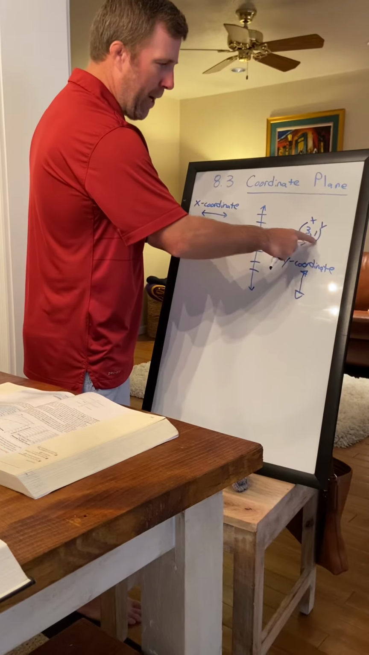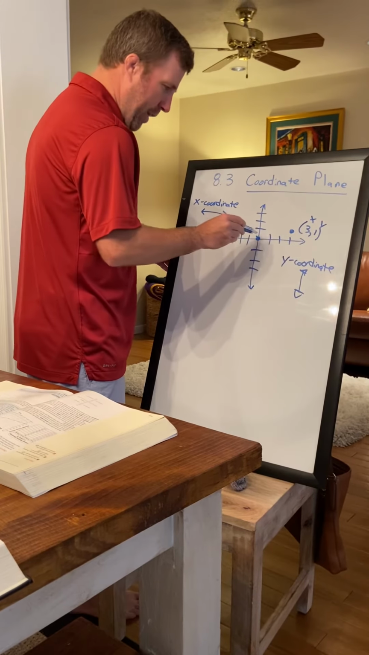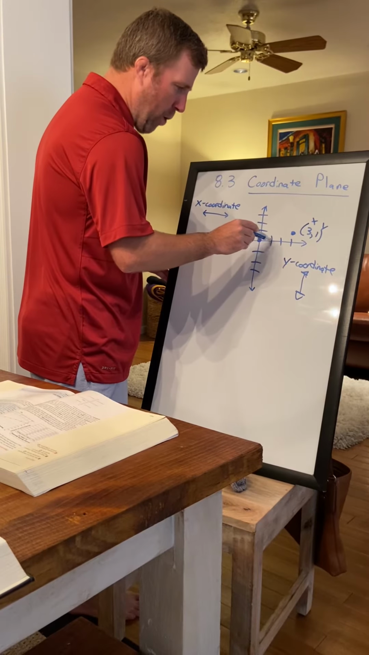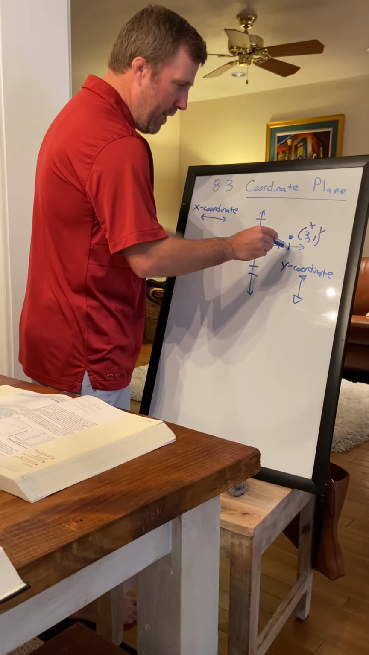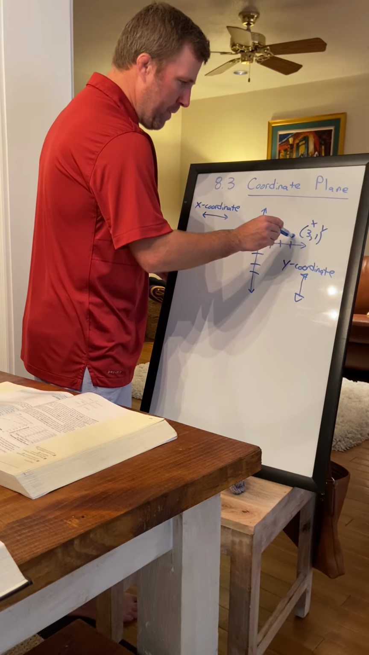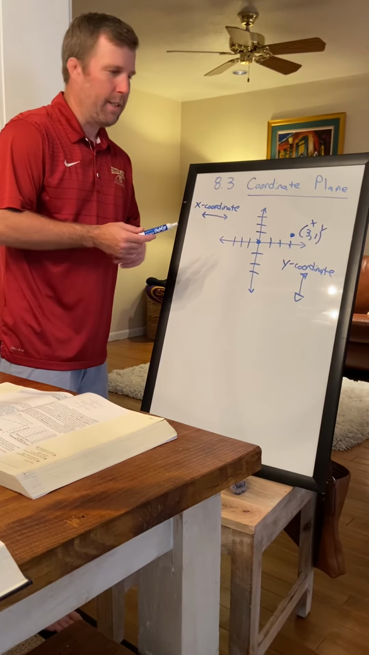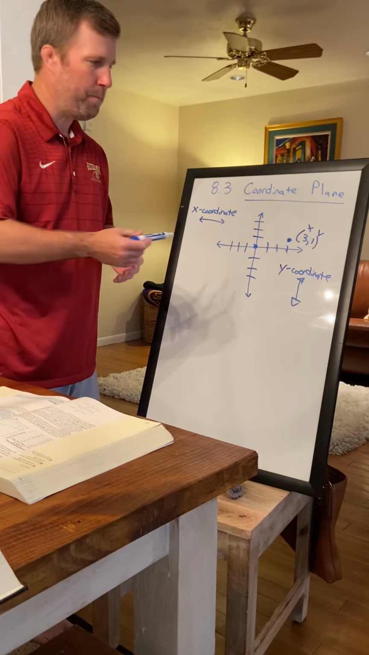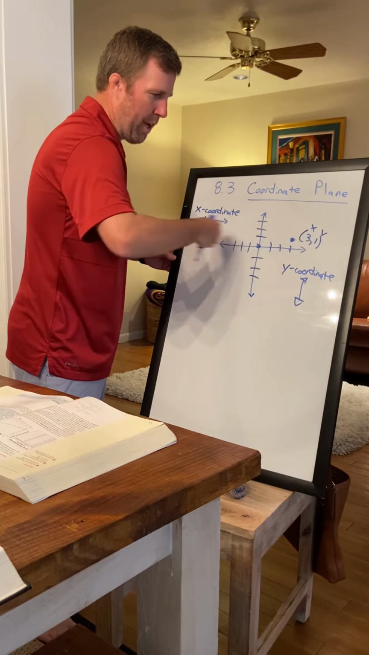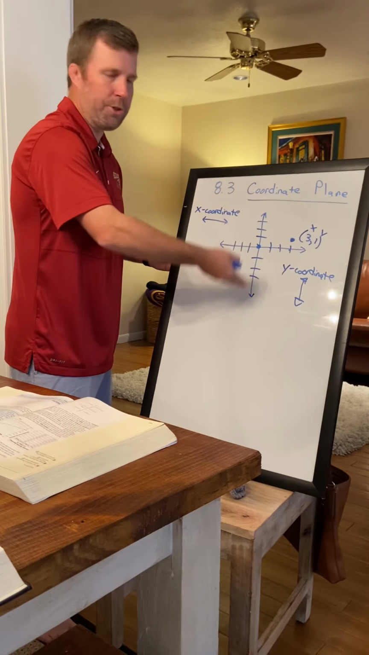So this point, 3, 1, we start at the origin. The first number tells us left or right. It's positive, so I go right, 1, 2, 3. The second number, the y coordinate, is 1, so I go up 1. And I plot the point. That's my point, 3, 1. X coordinate, y coordinate. The x coordinate tells you left or right. The y coordinate tells you up or down.